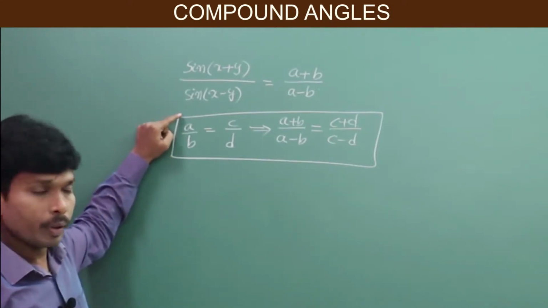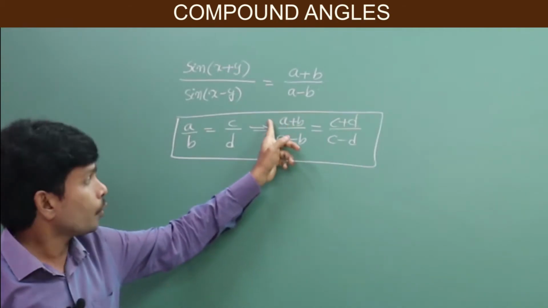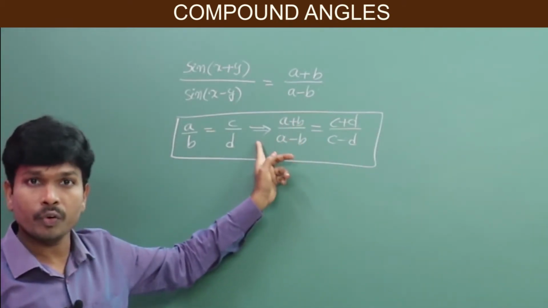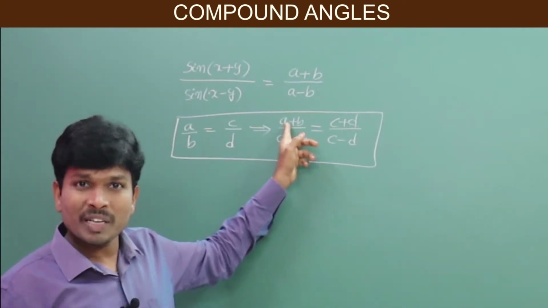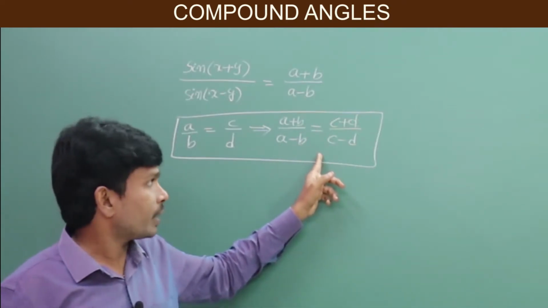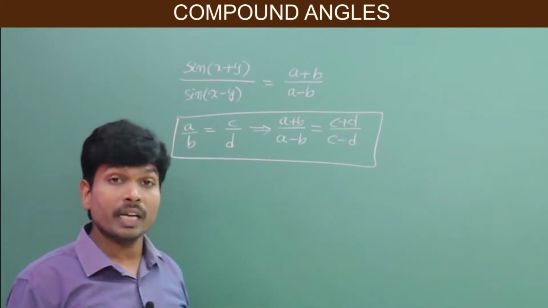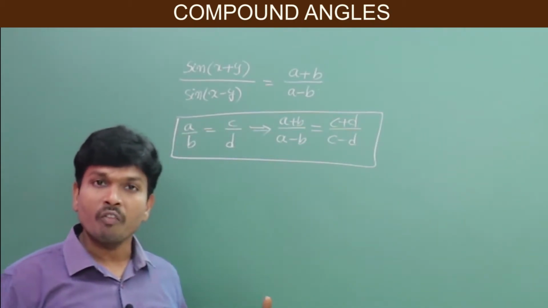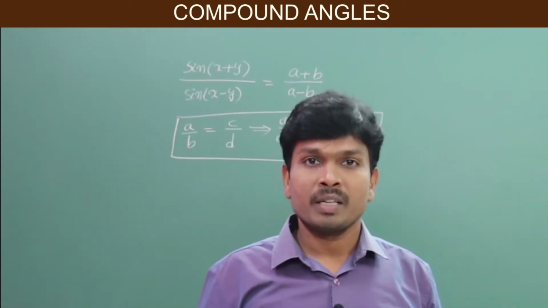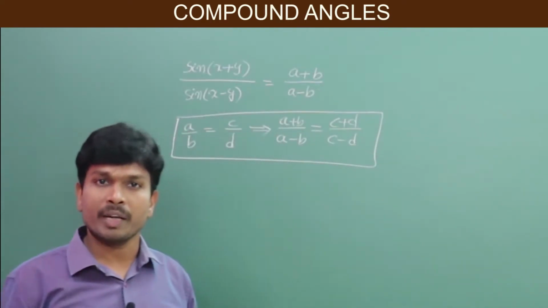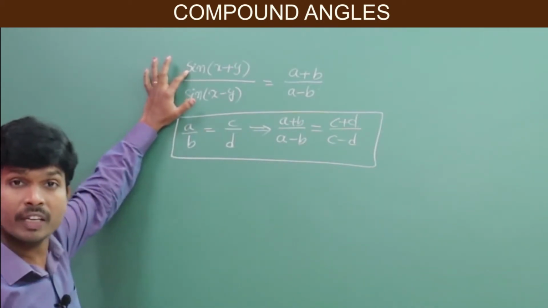a/b. a is the numerator, b is the denominator. So, the sum of numerator plus denominator by the difference of numerator and denominator. Numerator plus denominator by numerator minus denominator. Then we will get the formula. In fact, what is our concept? sin(A+B) + sin(A−B), sin(A+B) − sin(A−B). That we have done. So that's why here sin(x+y) is there.